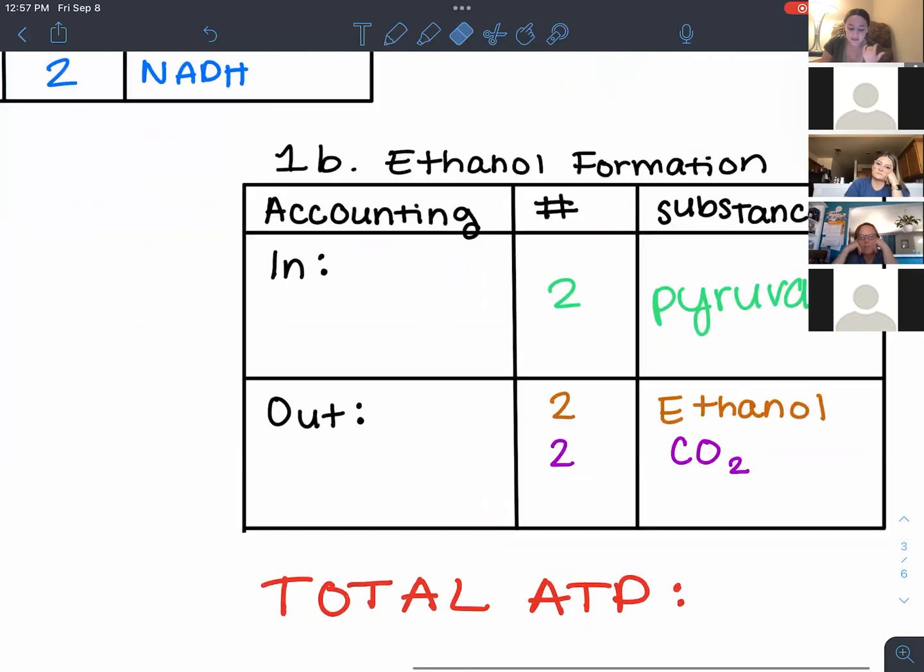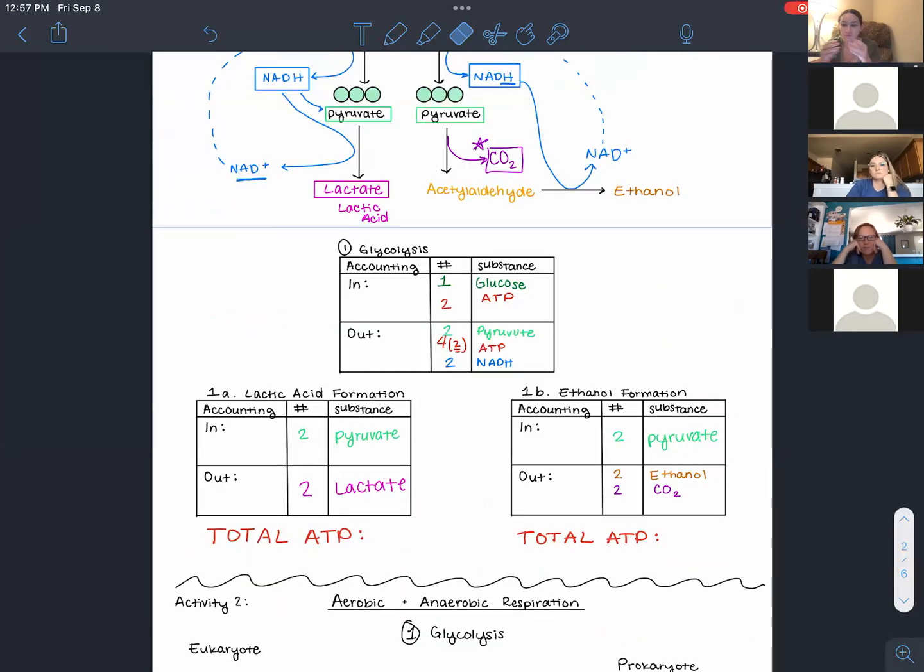The acetaldehyde is kind of an intermediary. It's an in-between step. And that CO2 is like an ethanol formation, so that's what yeast does, right? And that's why bread rises, because of CO2.